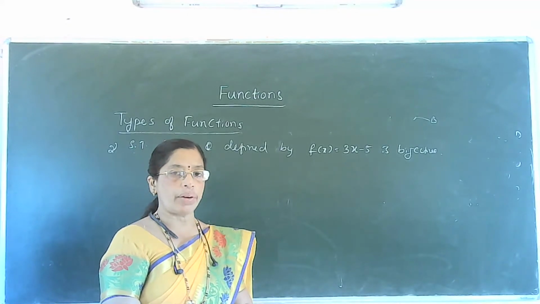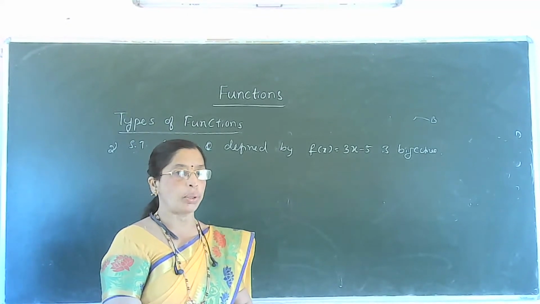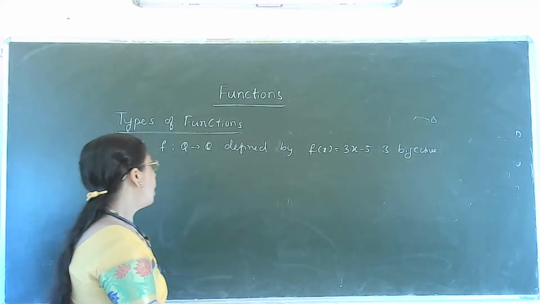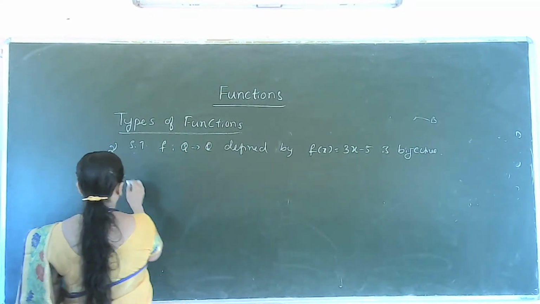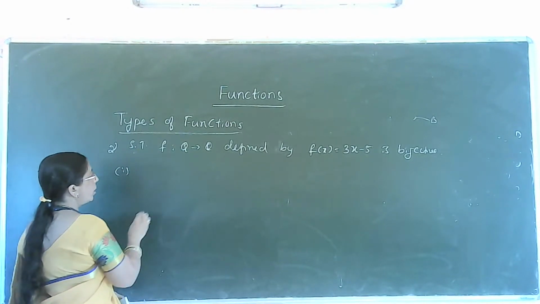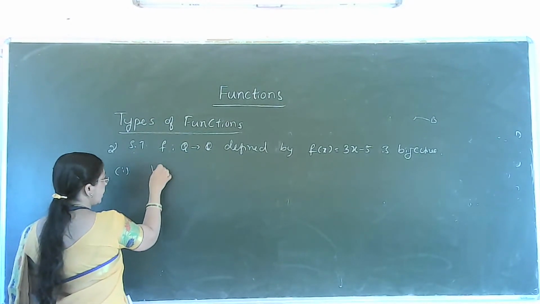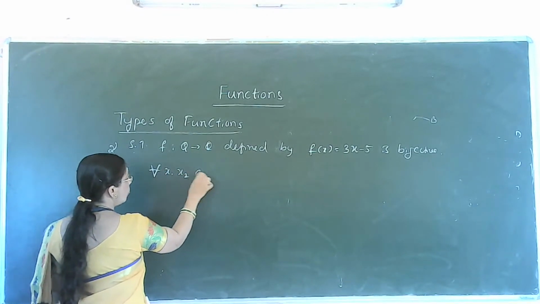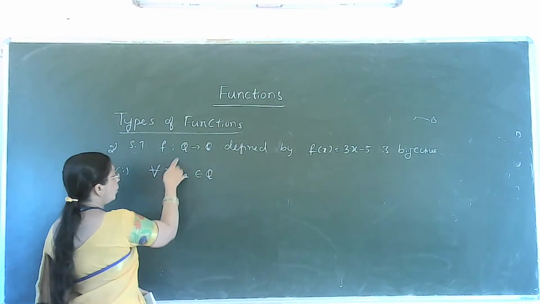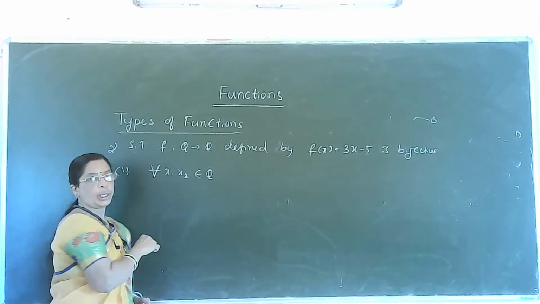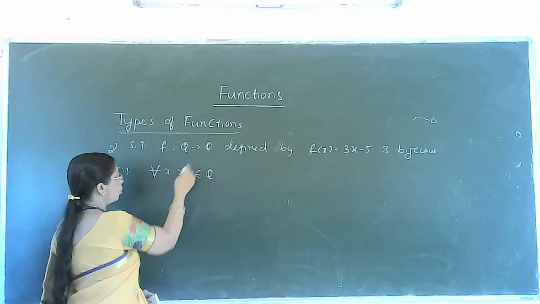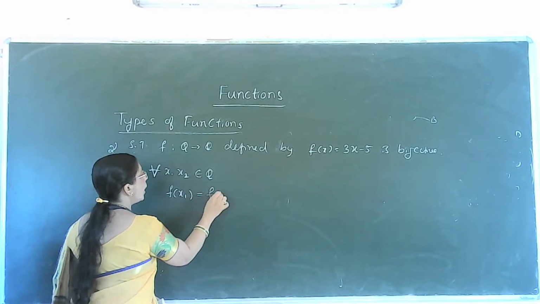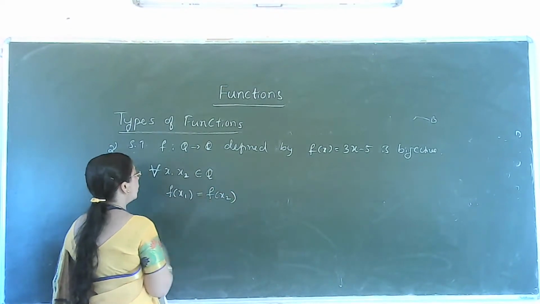First we check whether the function is one-one, then whether the function is onto. If it satisfies both, then the function is bijective. First we check the function is one-one. The condition we check is like this: for all x1 and x2 belonging to Q, we take the elements x1 and x2 belonging to Q. Here f of x1 is equal to f of x2.